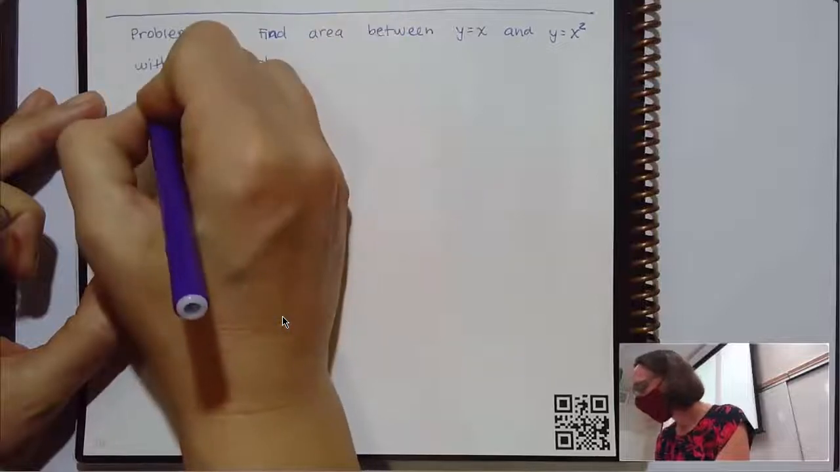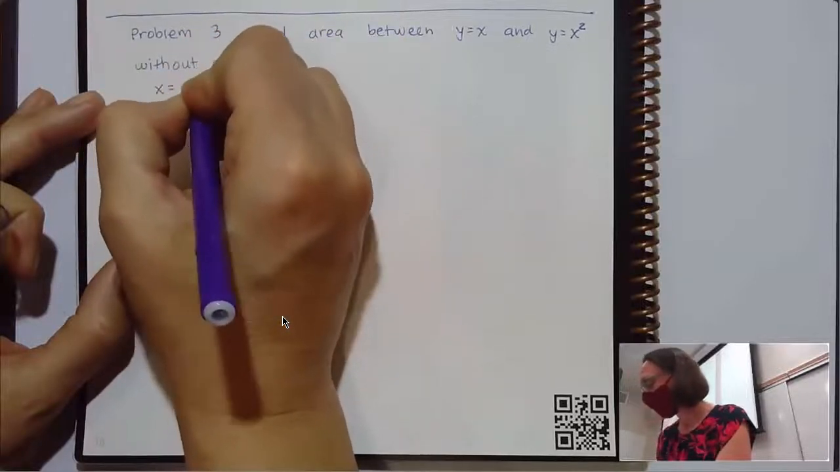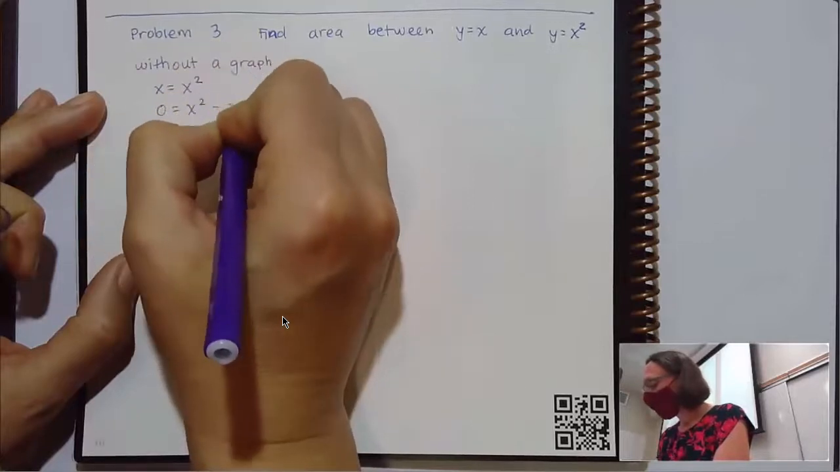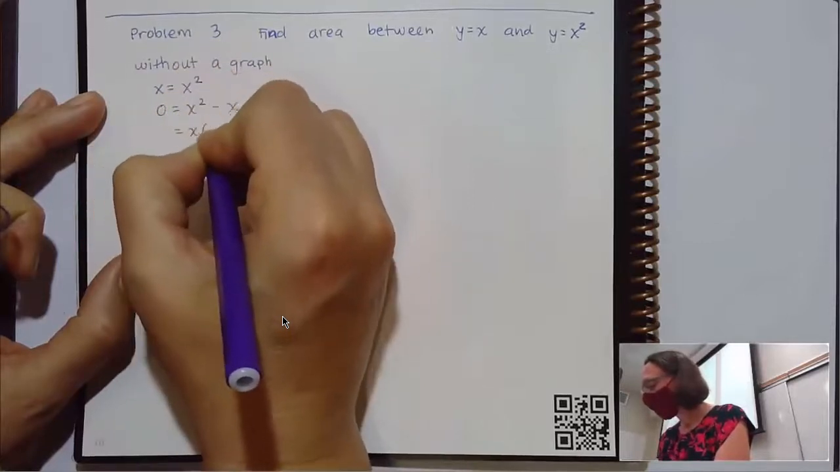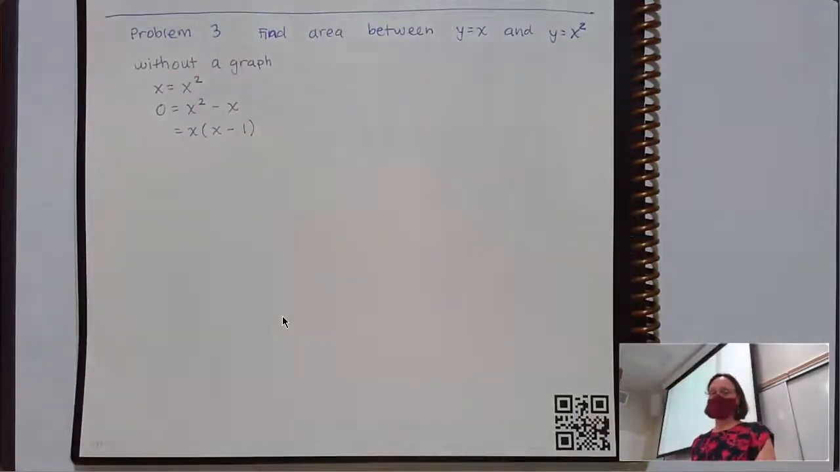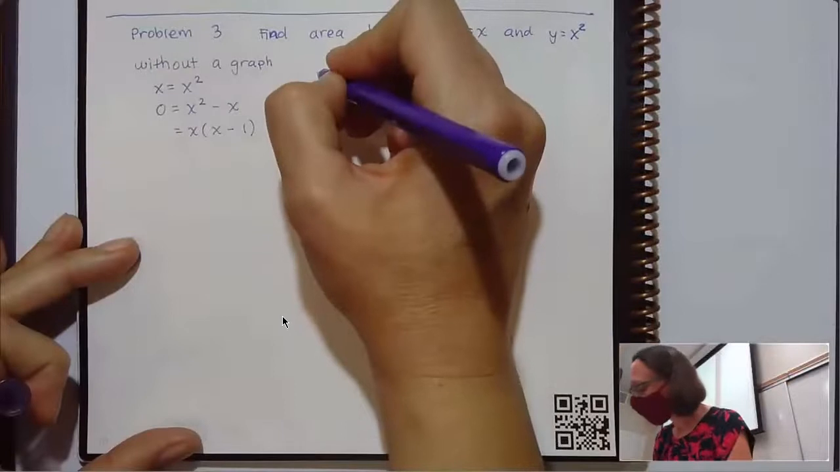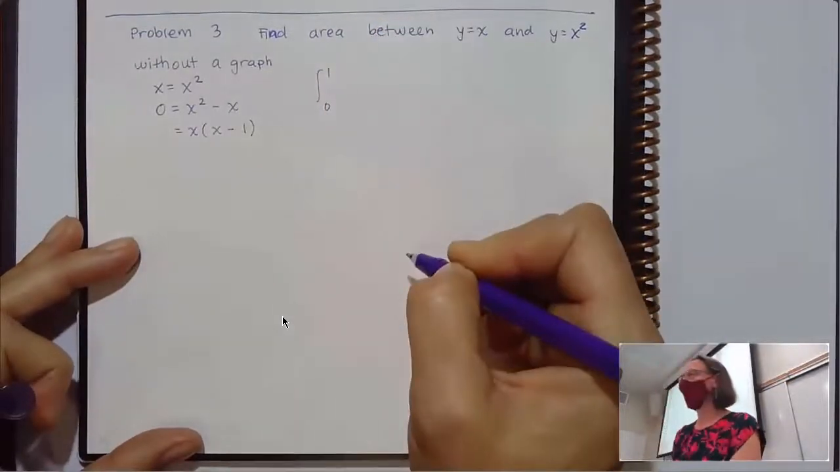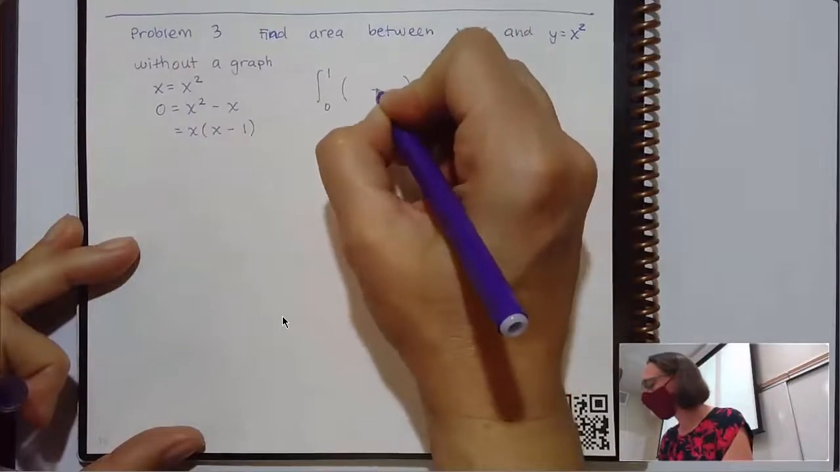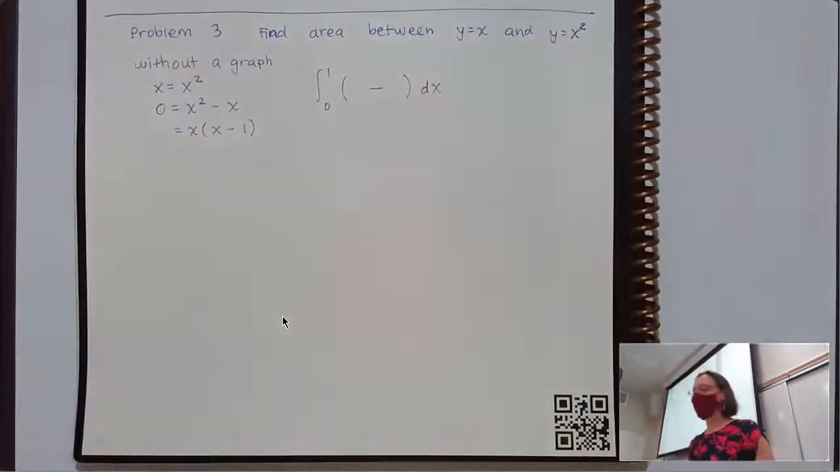I definitely need to figure out where these things intersect. So I would move everything to one side, factor out that x, and see that they intersect at 0 and 1. So I know my integral is going from 0 to 1. The only thing we have to figure out is who's on the top and who's on the bottom so that we get our subtraction right.